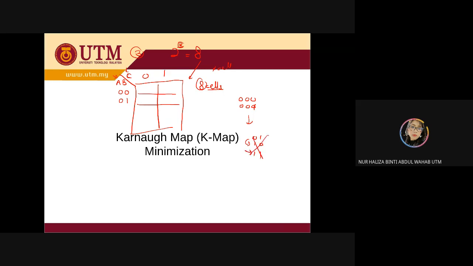But there is a rule that you need to remember in your KMAP. After 0, 1, you need to have 1, 1. This is the rule of KMAP. After 1, 1, it goes back to 1, 0.